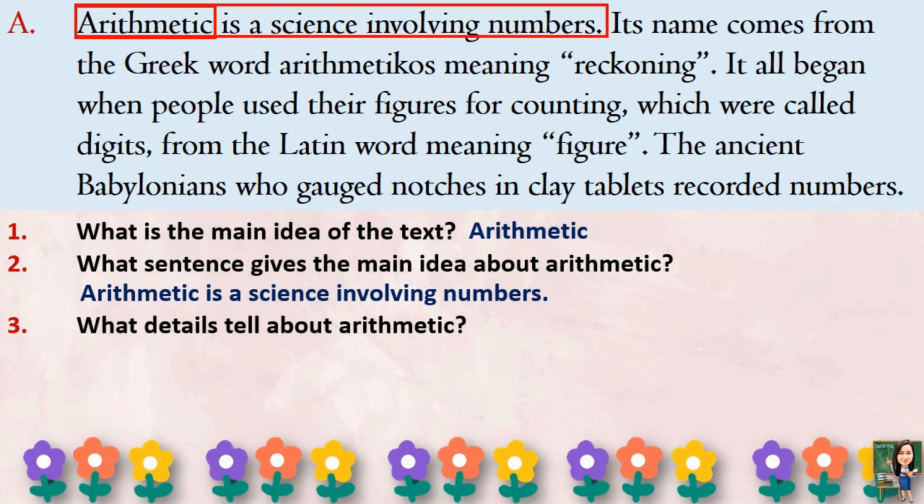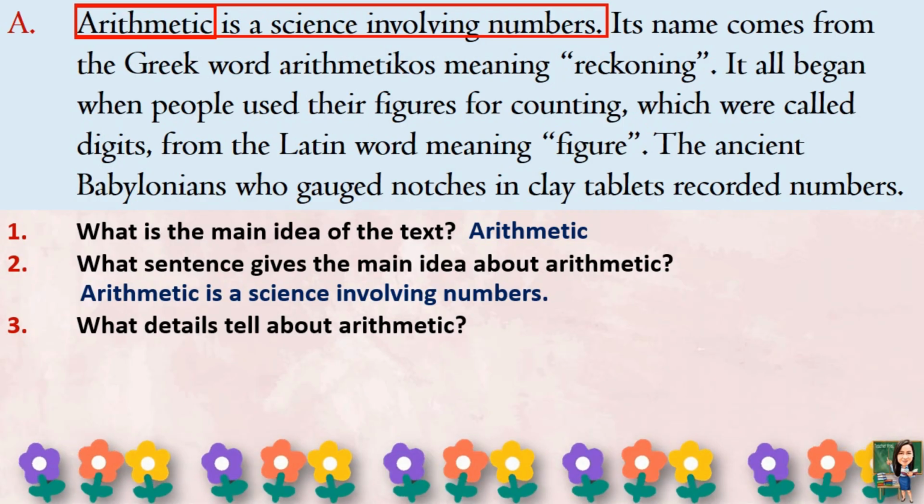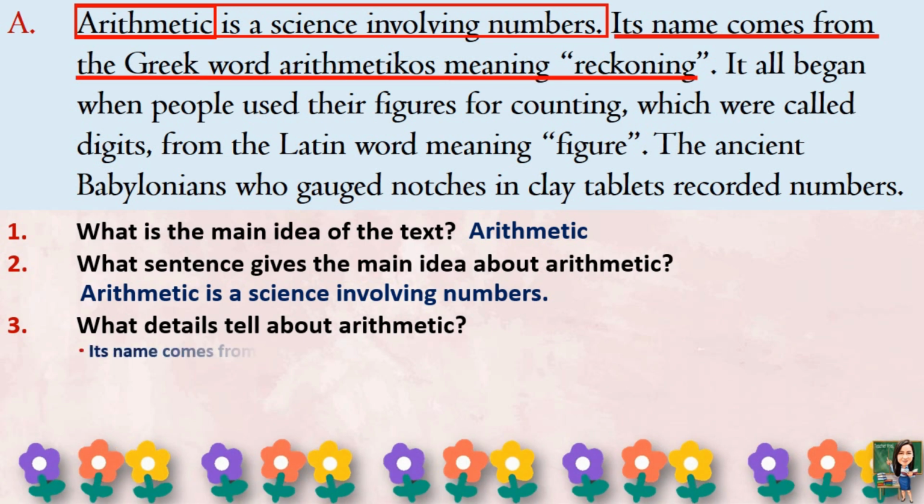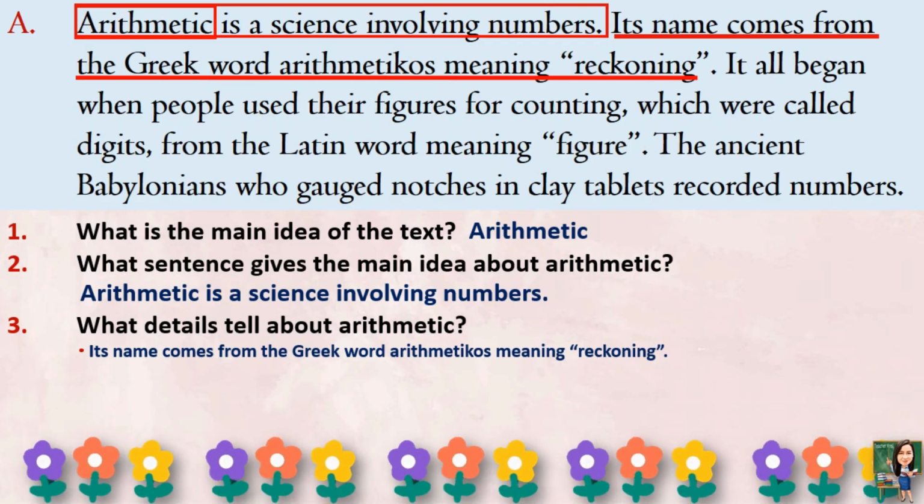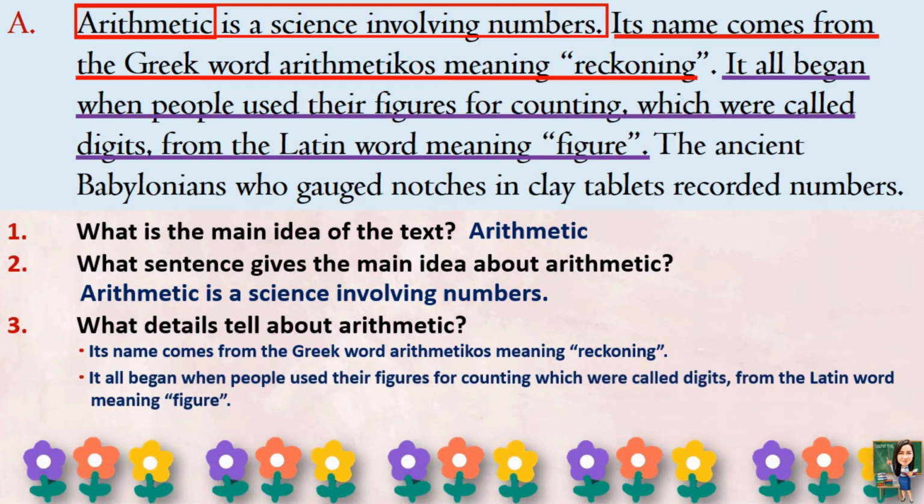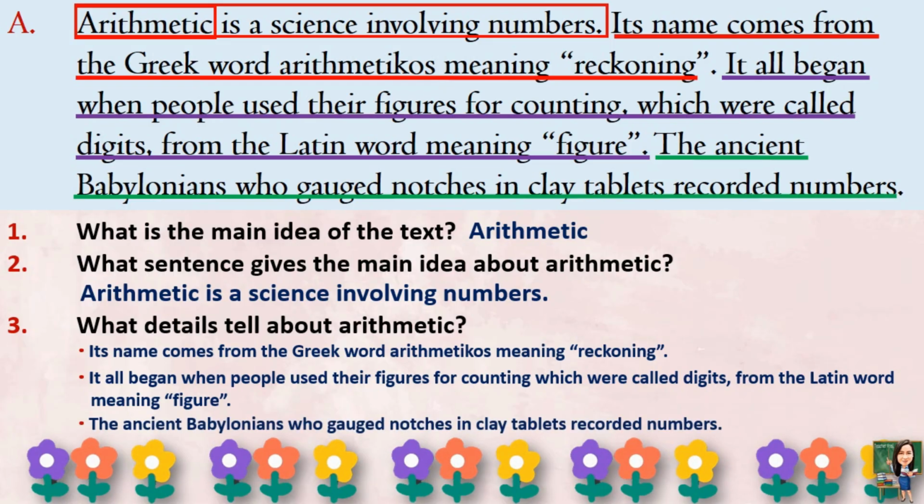And for the third question, what details tell about arithmetic? So the first supporting detail is this. Its name comes from the Greek word arithmetikos, meaning reckoning. The second supporting detail is this. It all began when people used their figures for counting, which were called digits, from the Latin word meaning figure. And the third supporting detail is this. The ancient Babylonians, who gauged notches in clay tablets, recorded numbers.